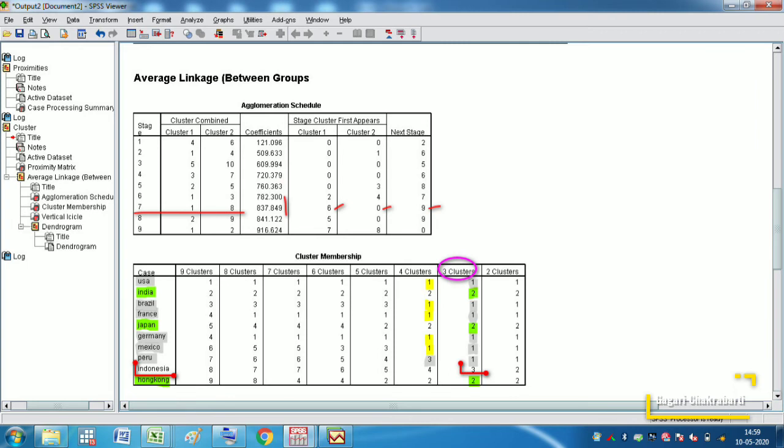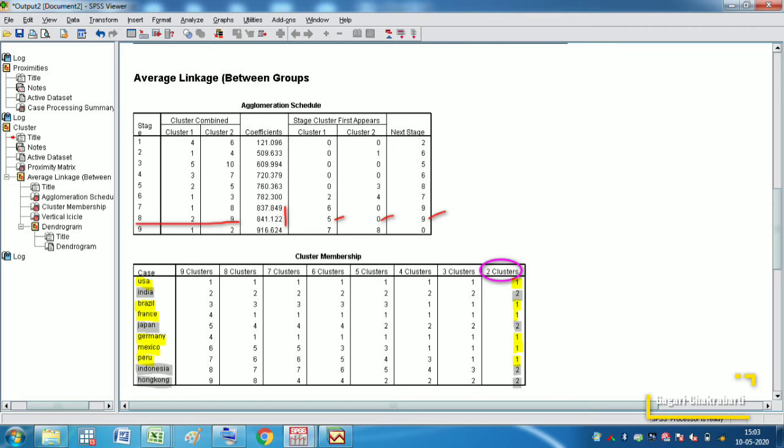In stage 7, US and Peru join. Hence Peru, although it is not so similar to the other markets in the cluster, joins the cluster to which US belongs. Indonesia is still isolated and we have 3 clusters.